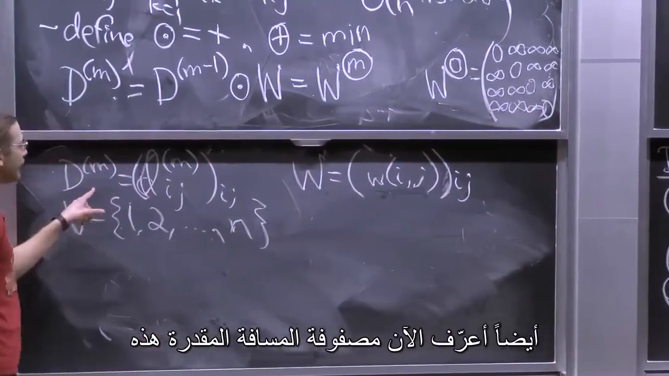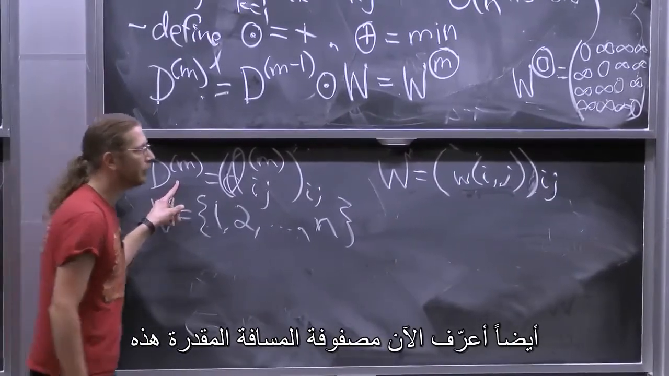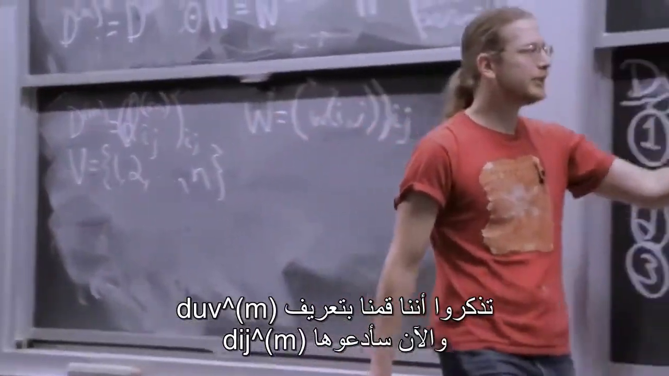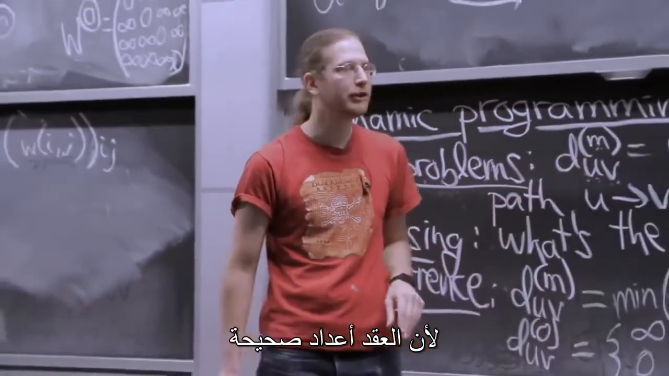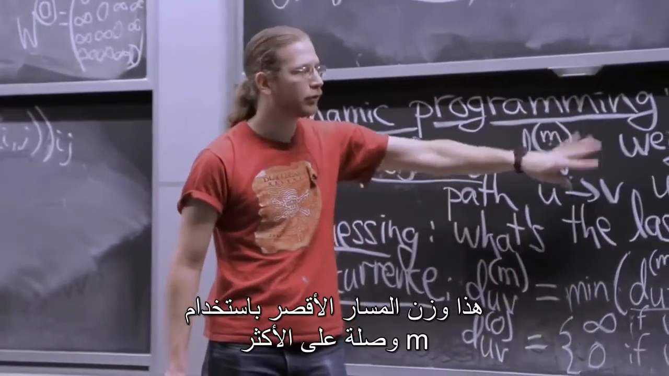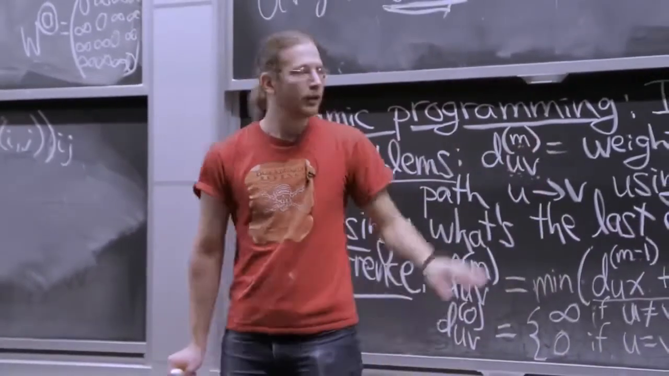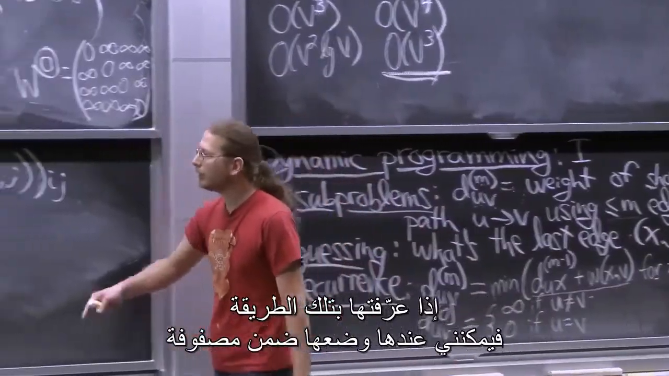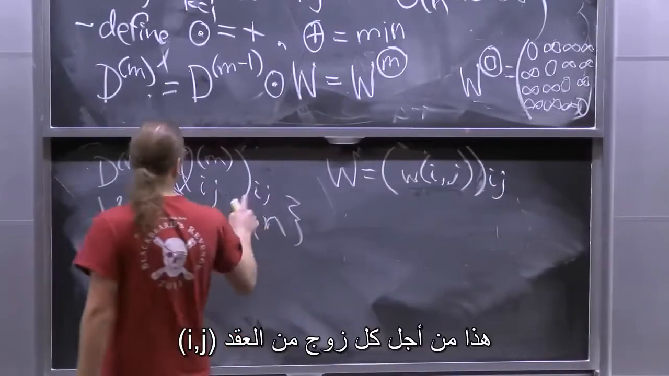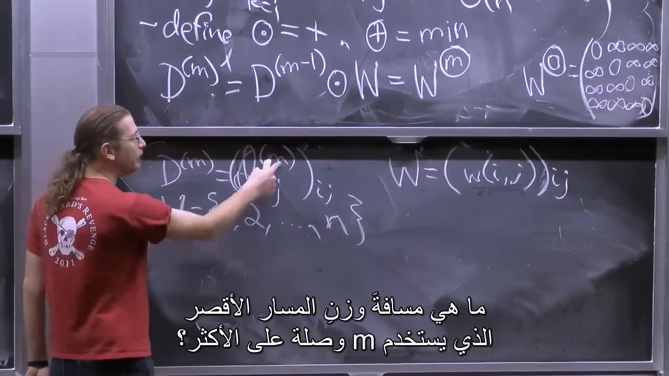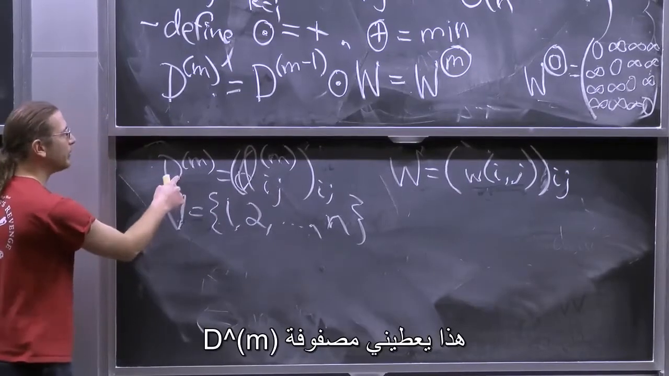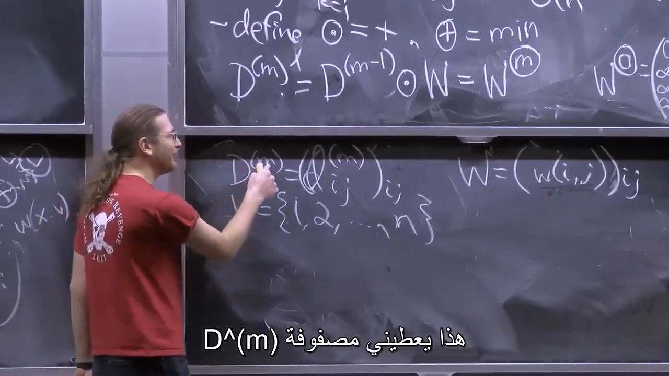Now I'm also defining this distance estimate matrix. Remember, we defined d_uv^(m). I'm going to now call it d_ij^(m) because the vertices are integers. That is the weight of the shortest path using at most m edges. If I define it that way, then I can put it into a matrix: for all pairs of vertices i, j, what is the shortest path weight that uses at most m edges? That gives you a matrix D^(m).